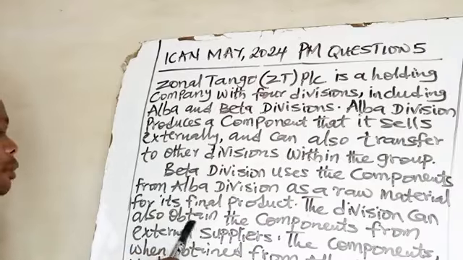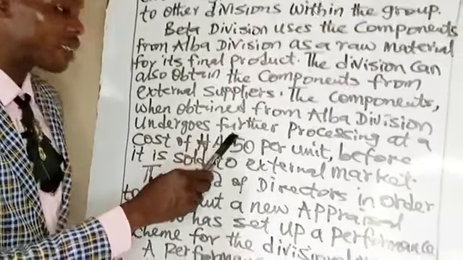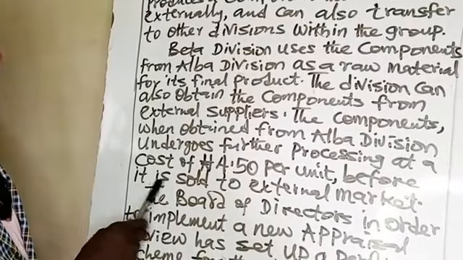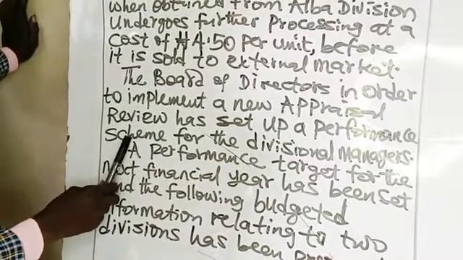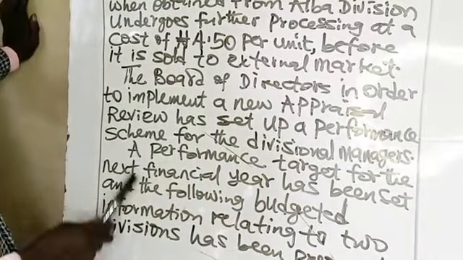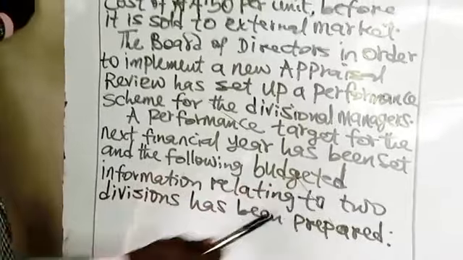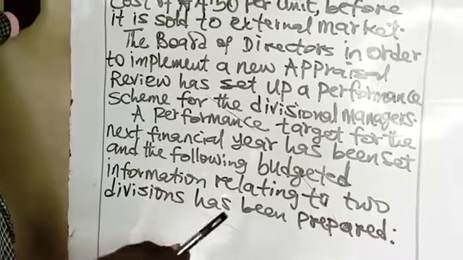The division can also obtain the components from external suppliers. The components, when obtained from Abba division, undergo further processing at a cost of 4 naira 50 kobo per unit before they are sold to the external market. The board of directors, in order to implement a new appraisal review, has set up a performance scheme for the divisional managers. A performance target for the next financial year has been set, and the following budgeted information relating to two divisions has been prepared.